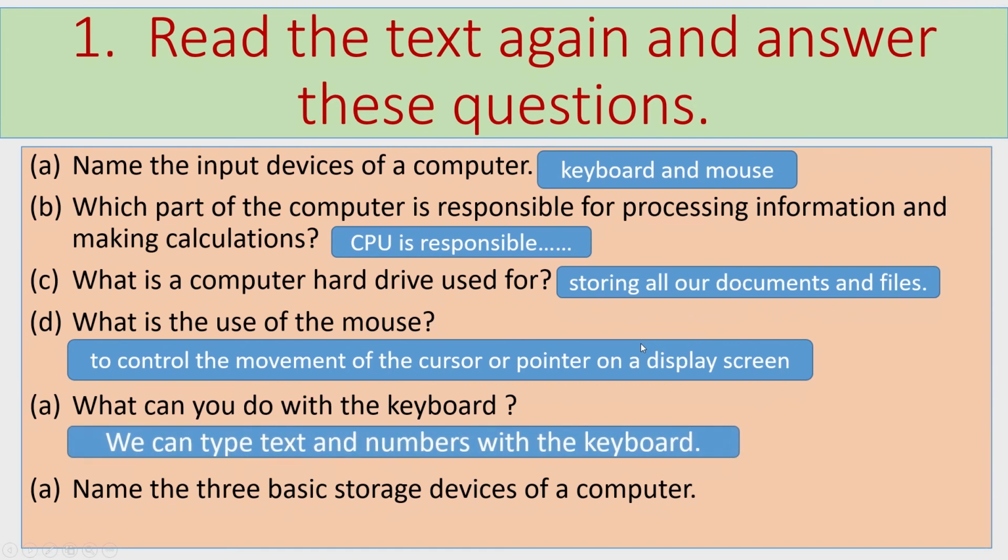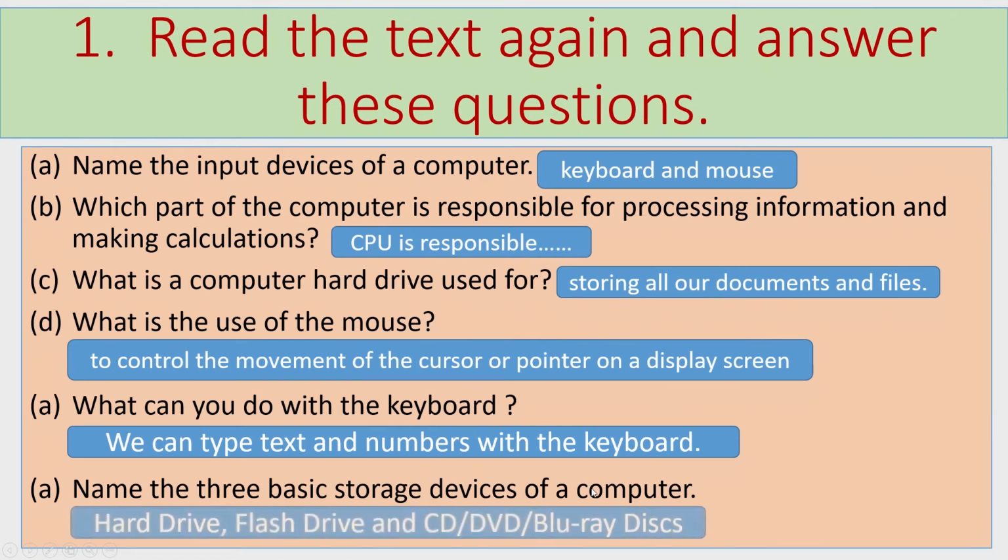Yes, we can type text and numbers with the keyboard, right? And name the 3 basic storage devices of a computer. You know that, right? What are they? They are hard drive, flash drive, which is also called pen drive, and CD, DVD, or Blu-ray discs. Okay, these are the 3 different basic storage devices of a computer.